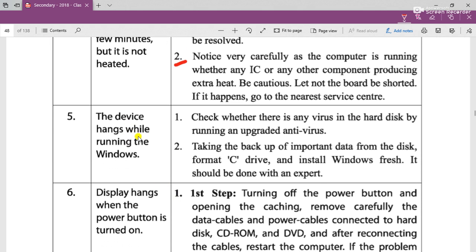The device hangs while running Windows. This is a common problem. In this case, we can check whether there is any virus on the hard disk by running an upgraded antivirus. Taking a backup of important data from the disk, format the C drive and install Windows fresh. It should be done with an expert.